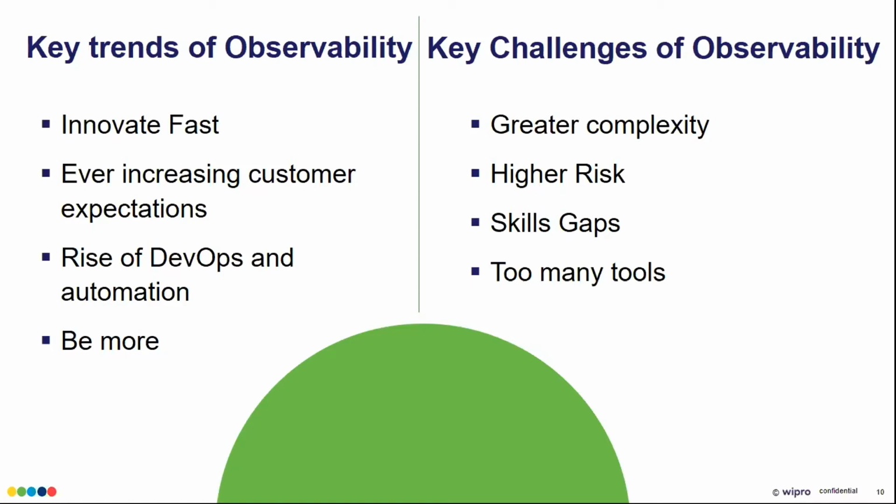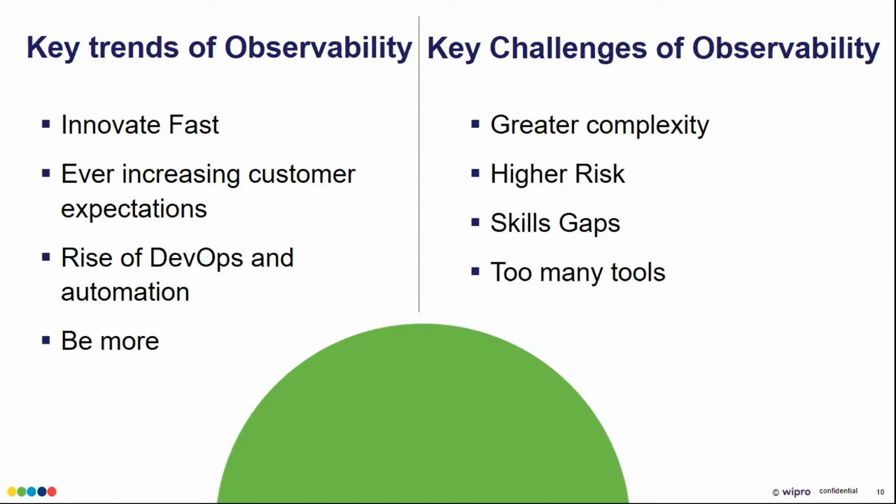And technology is ever evolving. Now more and more people are adopting the latest technology of microservices in the cloud architecture. So these are some of the strengths which are aiding this observability.